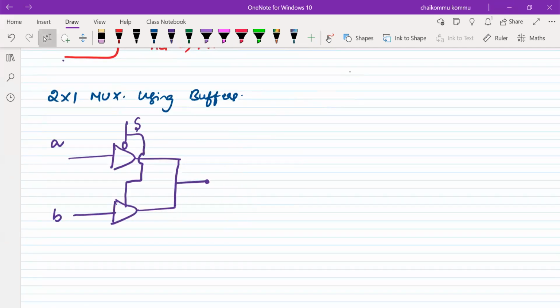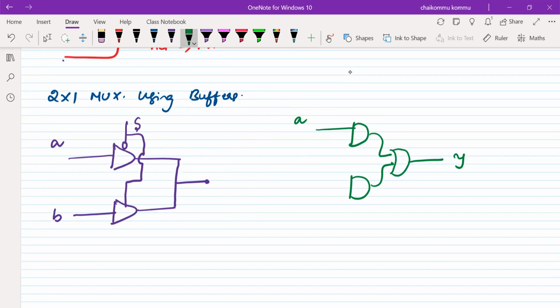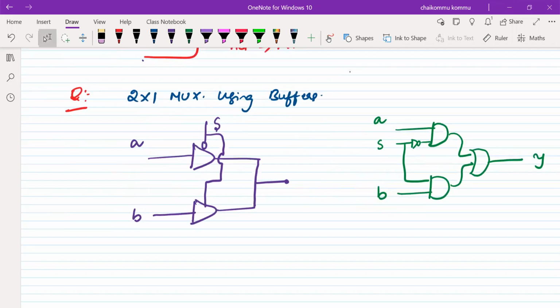Generally, what is the 2x1 multiplexer? We already know that. We take one AND gate, another AND gate, connect them to an OR gate, and produce an output signal Y. This is called A, this is S, and this is S bar, and again this is B. This is the logic circuitry used for a 2x1 multiplexer. But that hardware cost is very high compared to using tri-state buffers, so we prefer this methodology.